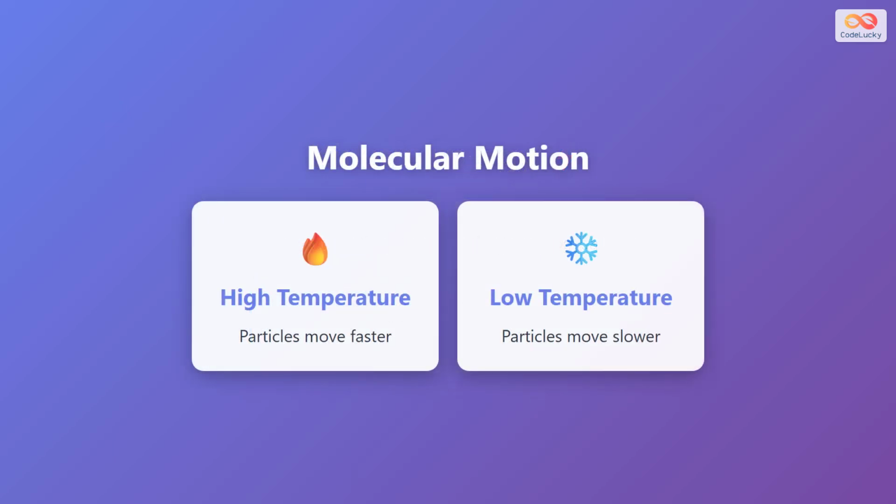Now let's see how temperature affects molecular motion. When a substance has a high temperature, its particles move faster. Think of boiling water where molecules are moving rapidly and colliding with each other frequently. On the other hand, when a substance has a low temperature, its particles move slower. Imagine ice, where water molecules are moving much more slowly and are more tightly held together. This relationship between temperature and particle speed is fundamental to understanding thermal behavior.